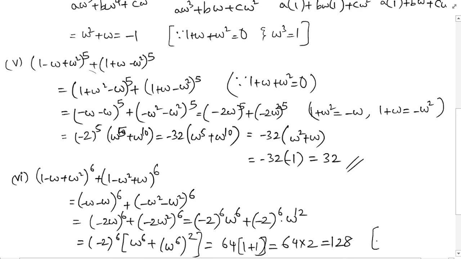So here what we have used is omega power 6 can be written as omega cube into omega cube, which is equal to 1. So 128 is our answer for the sixth bit. These were the very shorthand questions which may appear in your exam from De Moivre's theorem, the second chapter.